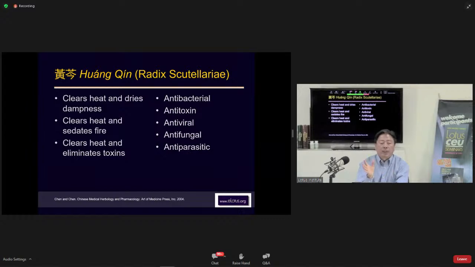And once again, like we mentioned, Huangqin, if you want to narrow it down further, is more effective for upper jiao, which is lung infection. And Huanglian, if you want to narrow it down a little bit more, is more specific for middle jiao, which is gastro or stomach or GI infection. Okay, it's not the only effect or the only action. It's a lot more than that.